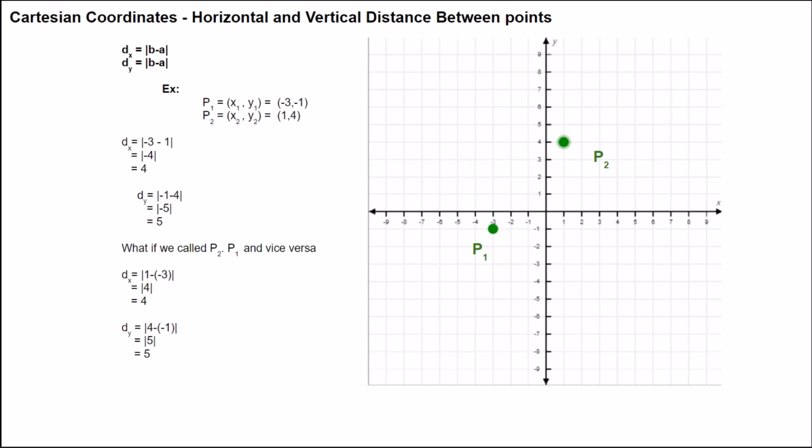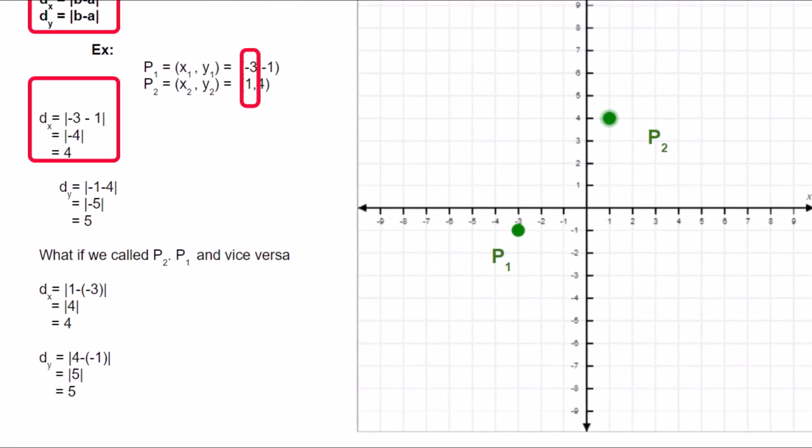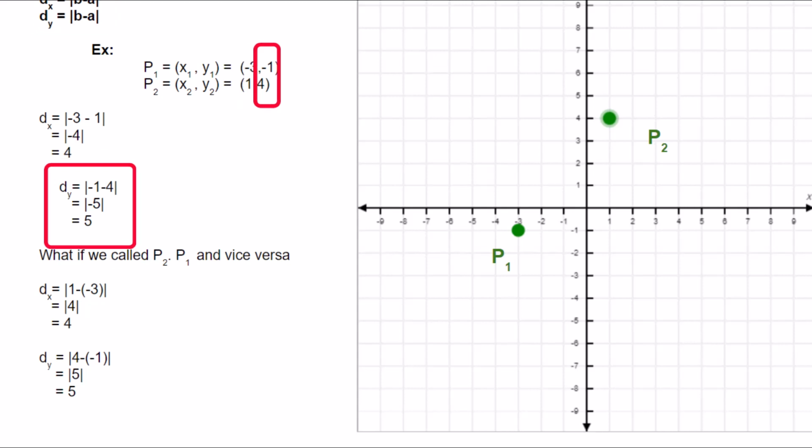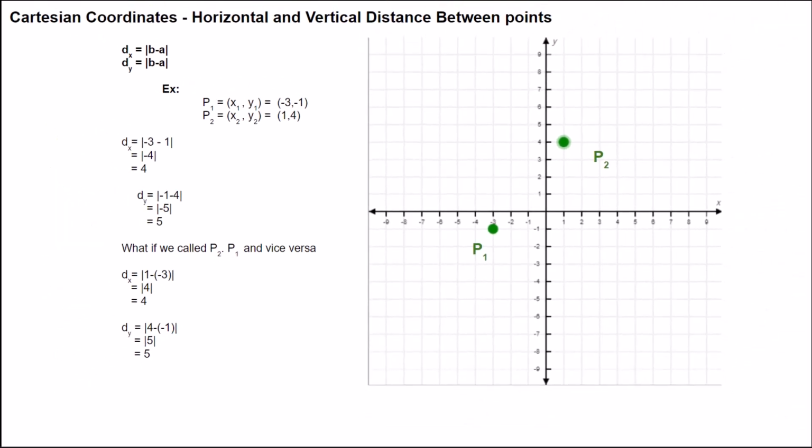Breaking this down into components, we have 2 rules here. One says that to find the distance between the x values of 2 points, you take the absolute value of the difference between those 2 points. And same thing for the y. To find the y distance between any 2 points, you take the absolute value of the difference between those 2 points. So let's take a look at the example we mentioned here.